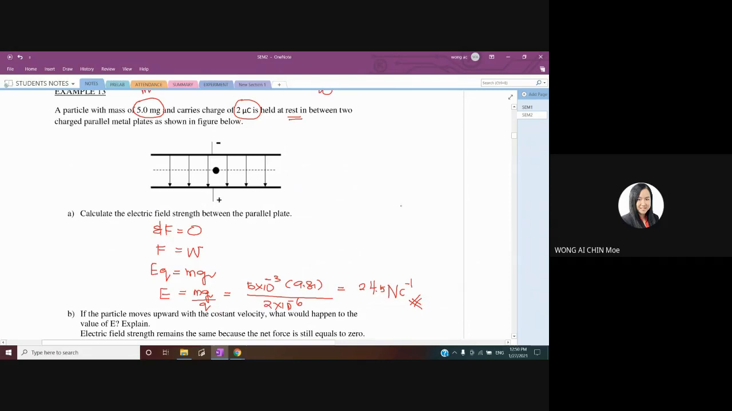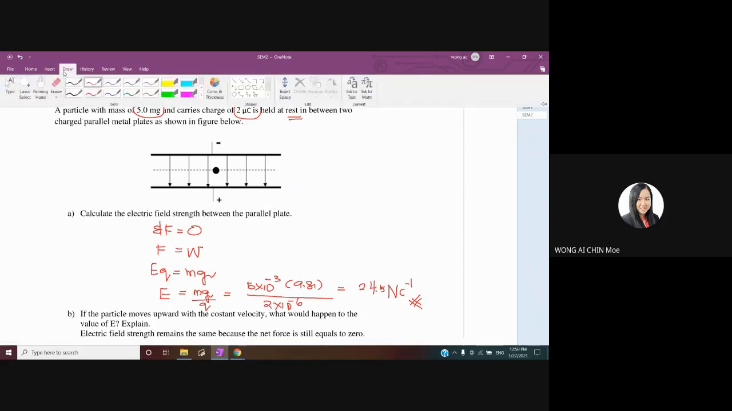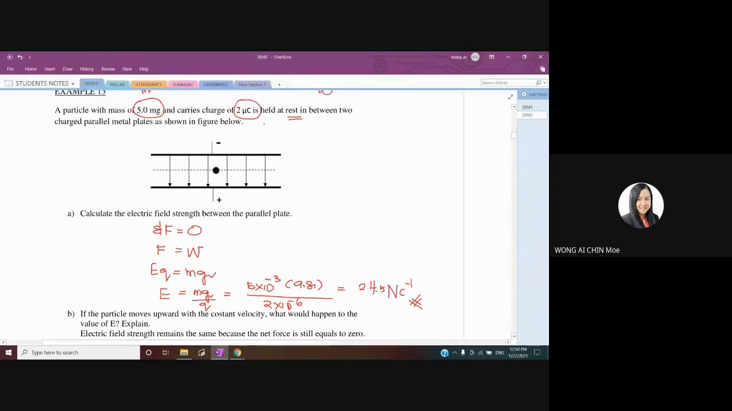Okay, there's a correction on this table, because this is a negative plate and this is a positive plate. So the arrow here is wrong, because the arrow should be from the positive plate to the negative plate.